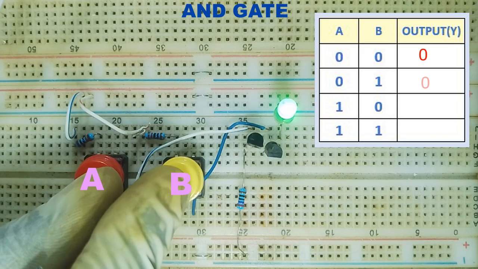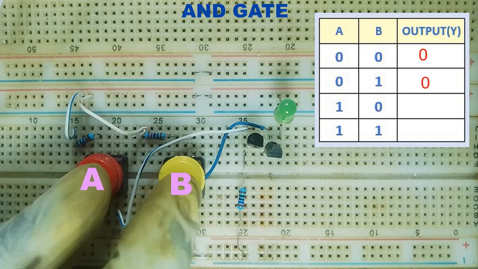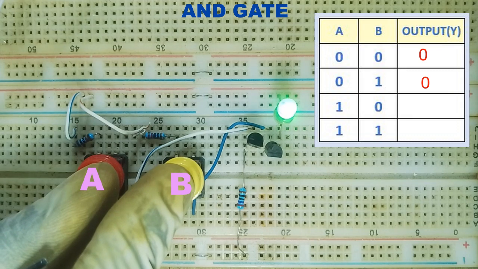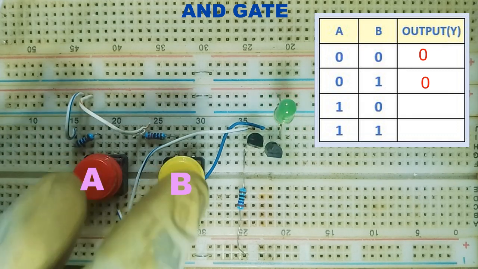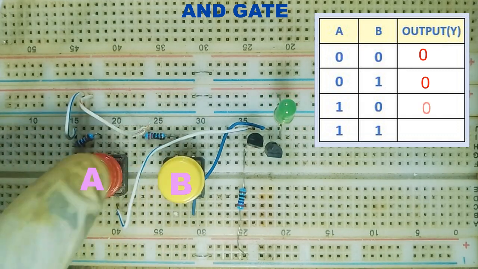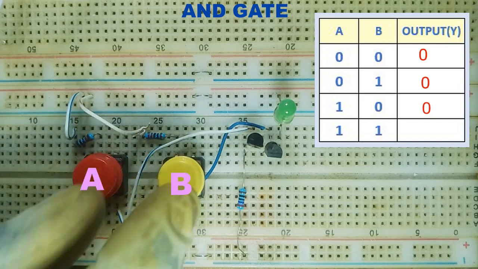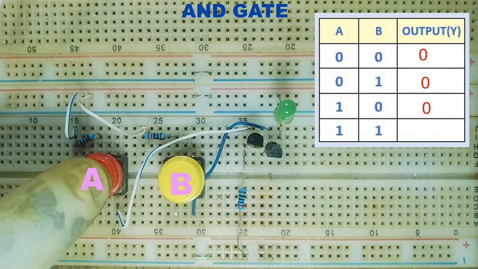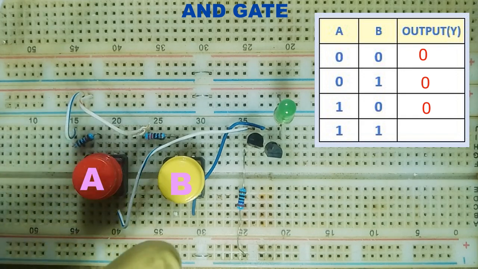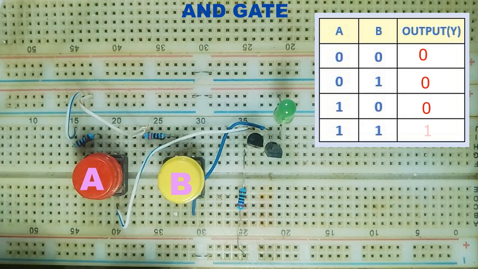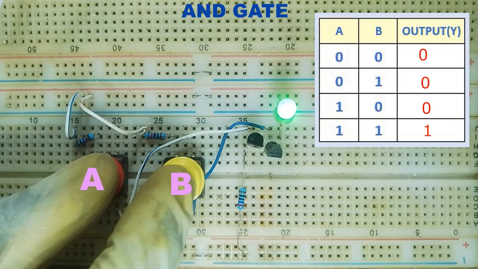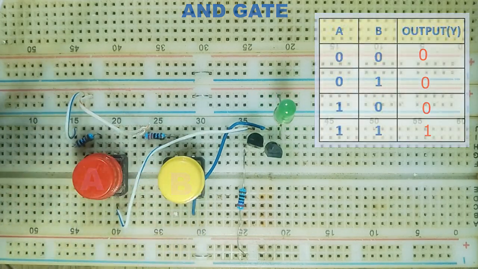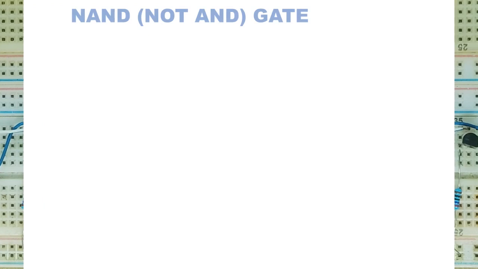Pressing either the A or B button does not turn on the LED. The output remains at logic 0, quickly filling up the next 2 rows in the truth table. However, the LED turns on when both inputs A and B are high, or when the 2 buttons are pressed at the same time. A complete AND truth table is as shown. We are doing quite well. Let's move on to the next logic gate.